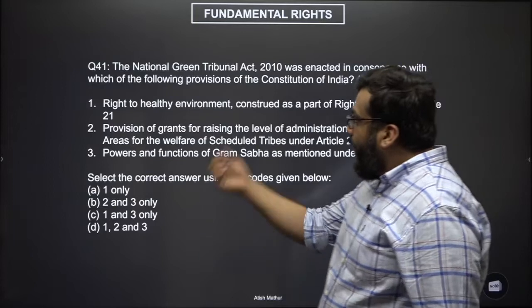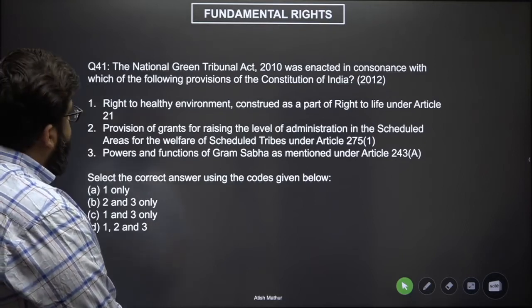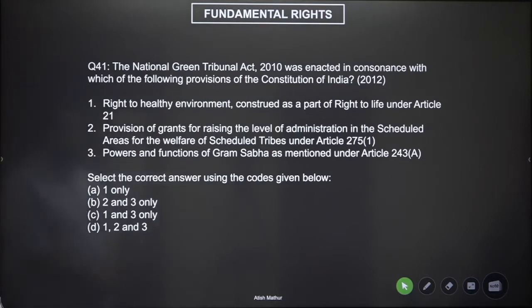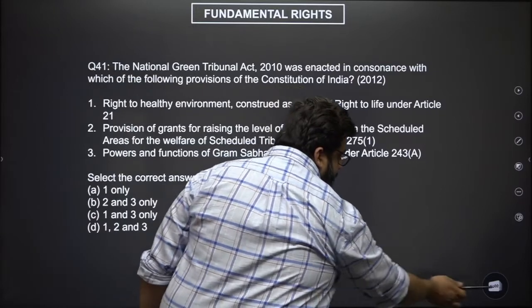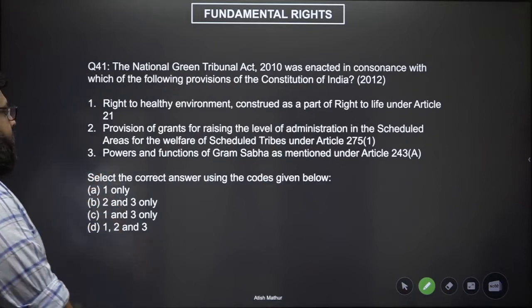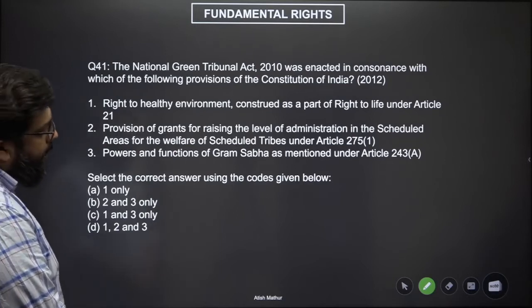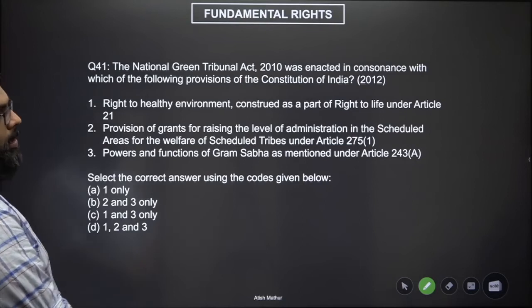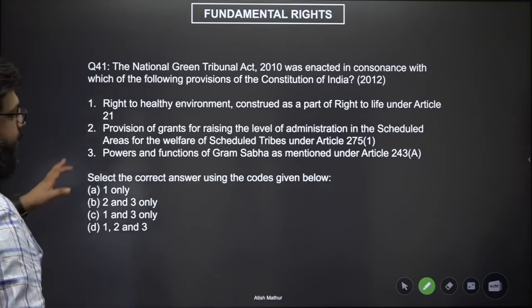41. The National Green Tribunal Act of 2010 was enacted in consonance with which of the following provisions of the Constitution of India? 1. The right to a healthy environment construed as a part of right to life under Article 21. 2. The provision of grants for raising the level of administration in the scheduled areas for the welfare of scheduled tribes under 275(1). 3. Powers and functions of the Gram Sabha as mentioned under Article 243A. Now, just to prove it, they've given you the article numbers also.